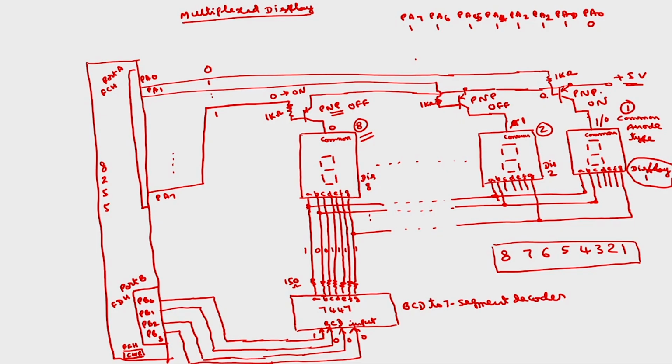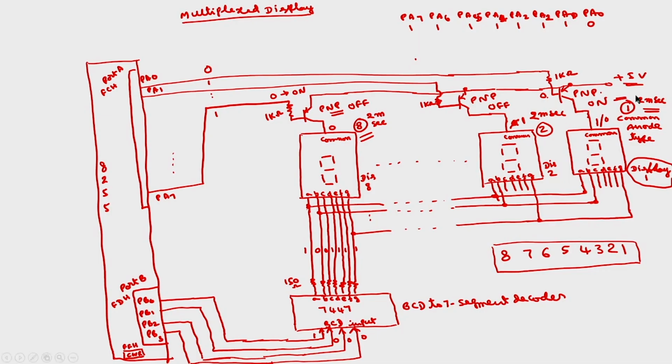So this is for revision of this process. Actually what happens is you keep this 1 for 2 milliseconds. After 2 milliseconds you display 2 on the next display, after another 2 milliseconds you display 3 on the third display, and like that another 2 milliseconds you display 8 on the 8th display. After this you go back to the first one.